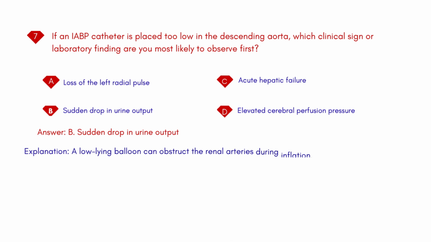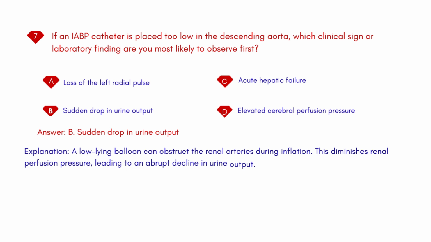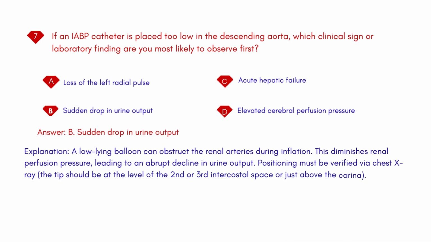Explanation: a low-lying balloon can obstruct the renal arteries during inflation. This diminishes renal perfusion pressure, leading to an abrupt decline in urine output. Positioning must be verified via chest X-ray. The tip should be at the level of the second or third intercostal space or just above the carina.